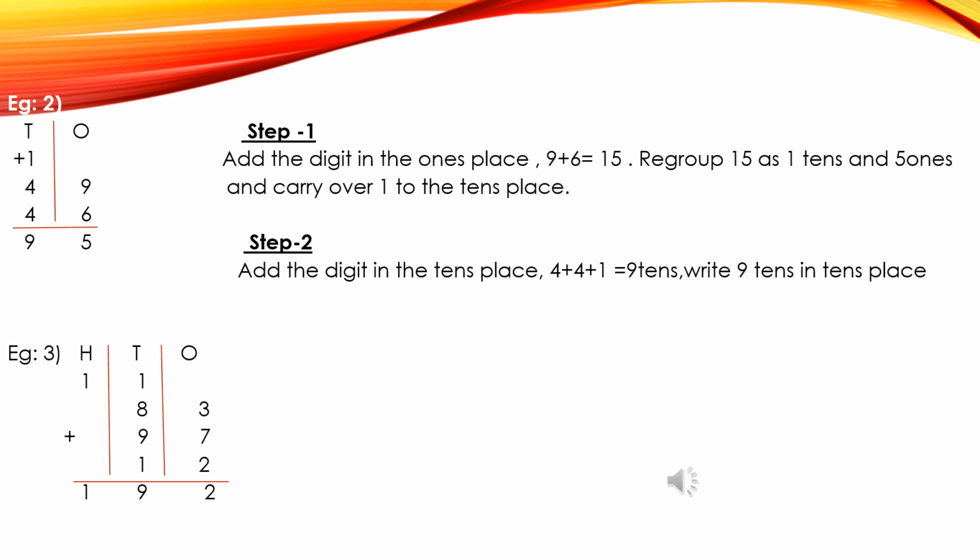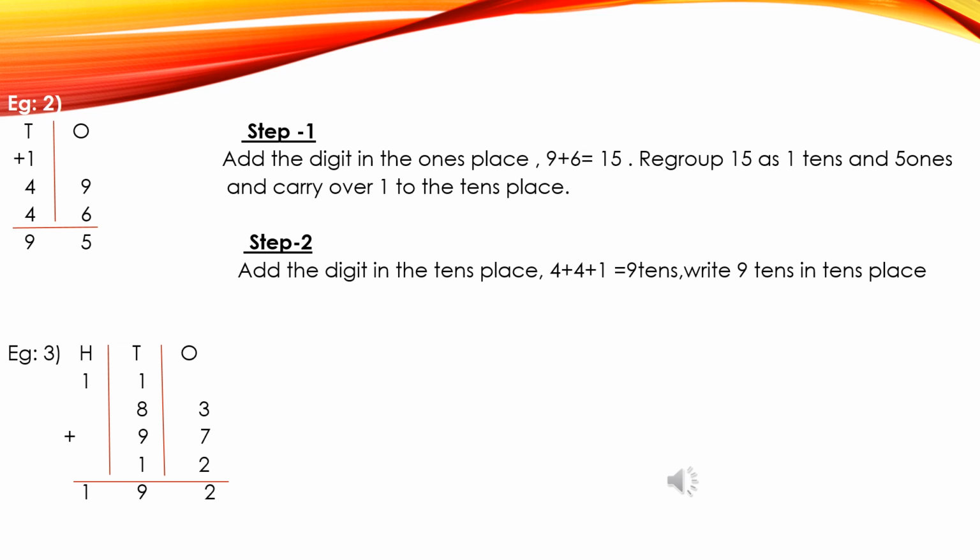See, I have given 3 numbers, each a 2-digit number. Here, 83 plus 97 plus 12. You have to write that in the place value chart. See, 3 in the ones place and 8 in the tens place, 7 in the ones place and 9 in the tens place, 2 in the ones place and 1 in the tens place.